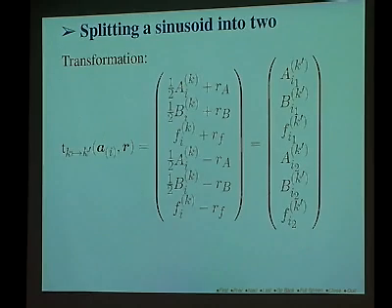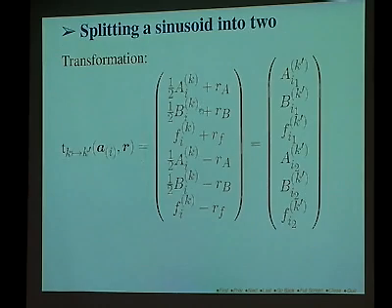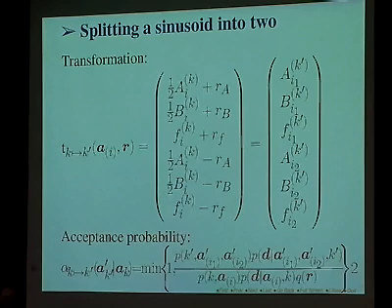So the transformation for the splitting is given here. When you have one sinusoid and try to split it into two, what you do is halve the amplitude. So take one sinusoid, halve the energy or amplitude, and this random vector r is the perturbation between the two. I create two, and the two newly created sinusoids are slightly perturbed by this random vector, and that's the transformation. And for the inverse transformation of this step, the acceptance probability is given here.